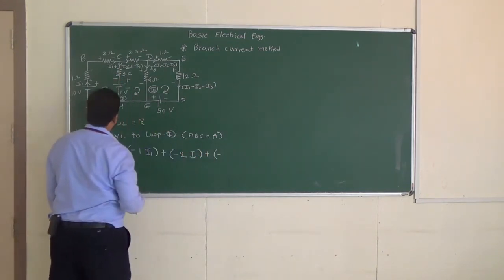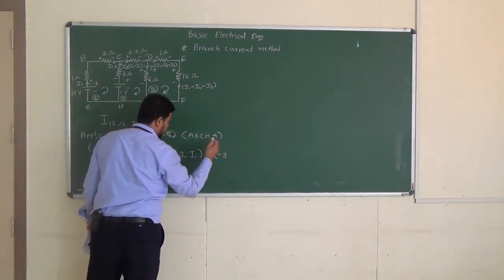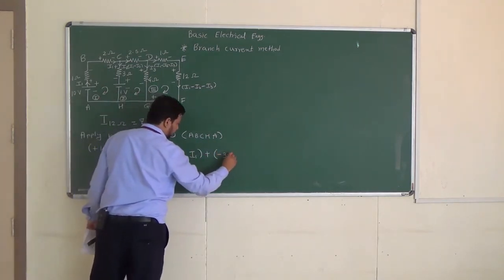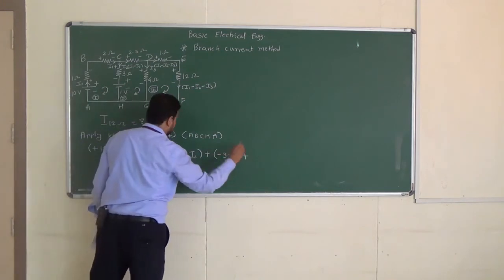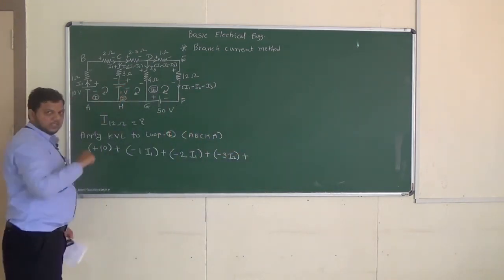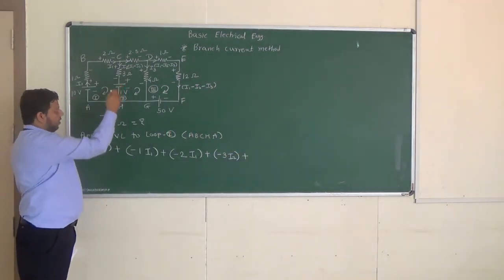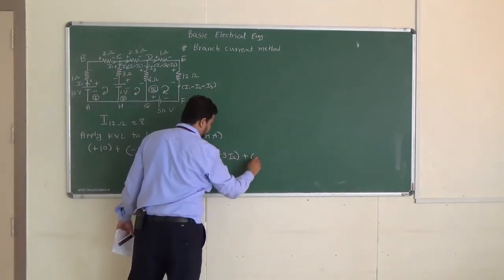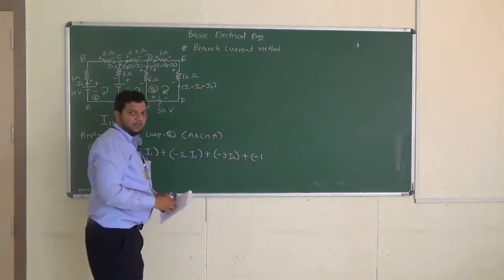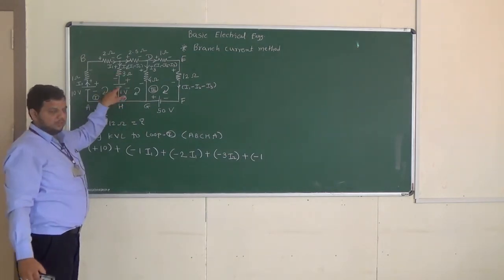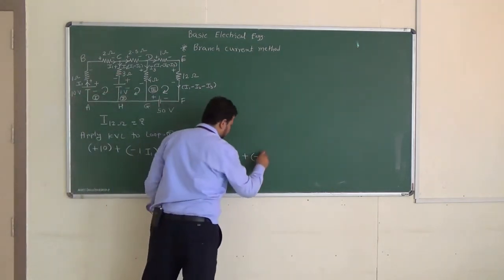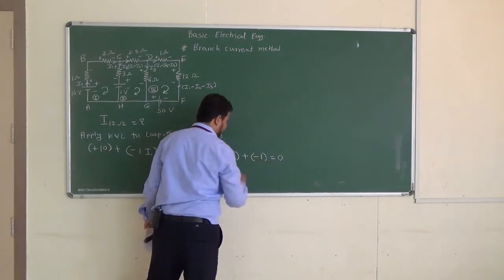voltage, so minus, value of resistance is 3, current is I2, minus 3I2, plus to minus, now there is decrease in voltage, fall in voltage, so it will be minus 1. Now we should not multiply this 1 with current I2 because it is the voltage source. Okay, so that we should be very careful. Minus 1, that will be equal to 0.